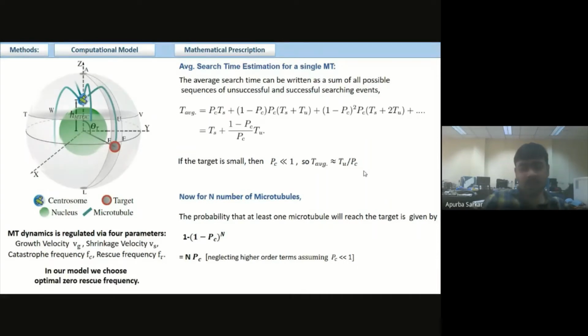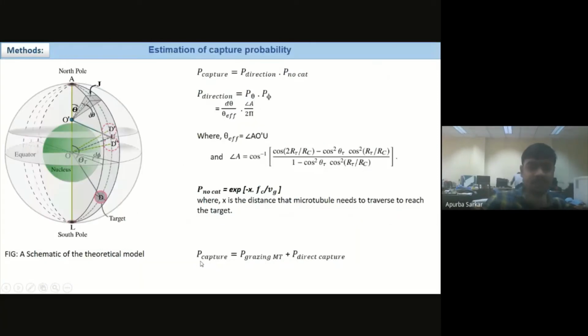Now, generalizing the model to n number of microtubules, one can easily show that the capture probability can be written in the form 1 minus (1 minus PC) to the power n. Now, in the limit PC much less than 1, neglecting all the higher order terms, we can write that this is just n times the capture probability for a single microtubule.